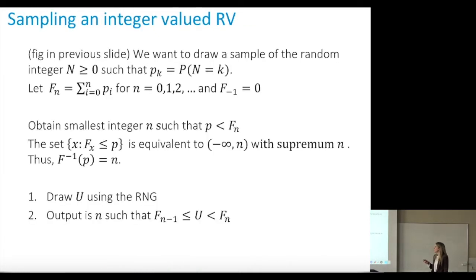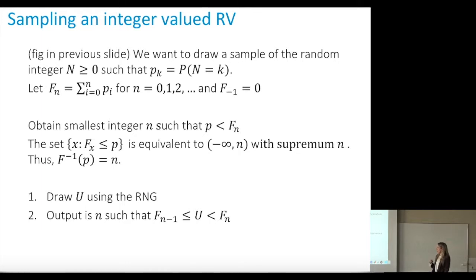So we want now to draw a sample of the random integer n, for which we have this probability density function. So p_k is equal to the probability that n is equal to k. And this is the cumulative distribution function. So F_n equals the sum of p_i for i from 0 to n. Okay? F_{-1} equals 0. So it's higher or equal than 0, for n.